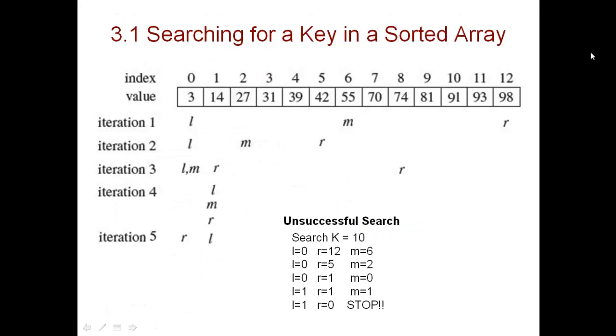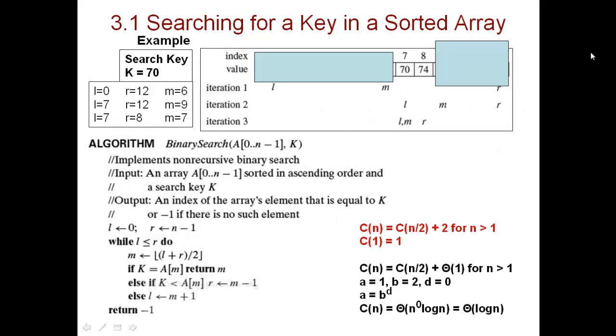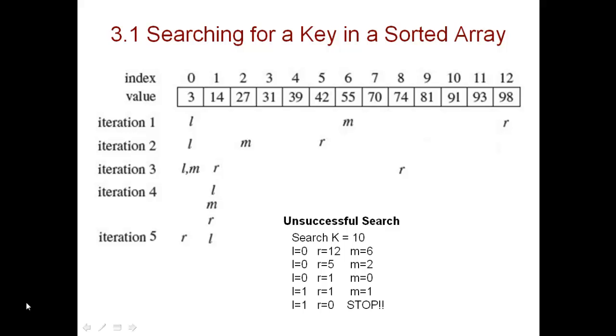Now let us do an unsuccessful search and see why this invariant needs to be always maintained for a successful search. Let us say we want to search for 10, which is not in the array. Let us see how it goes. We'll start with left index as 0, right index as 12, so the middle index is 6, and we're comparing 10 with the element at the middle index, which is 55.